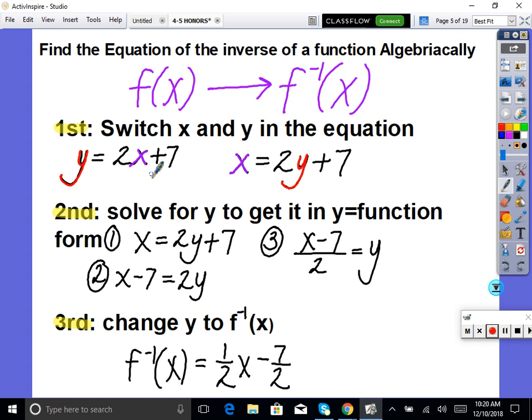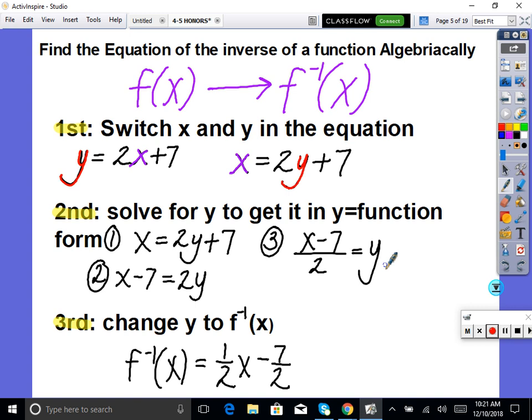Moving on to the second step, you're going to solve for y to get it alone piece by piece so that it's in the form y equals. Again, the first thing I would do on this one to get y alone is subtract 7. So now I would have x minus 7 equals 2y. To get y alone, I divide by 2. And now y is alone. We've reached our goal. There's our inverse.